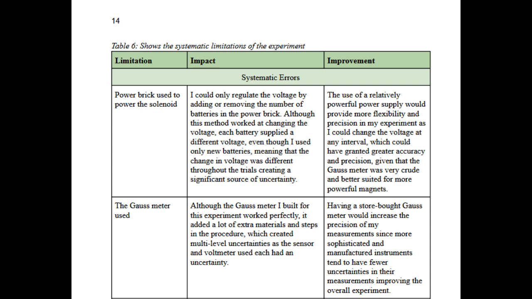So, for example, the student indicated that their home-built Gauss meter was a major source of uncertainty. Then they described that it used a lot of parts which had pretty high uncertainties, which is why it had such a huge impact on the experiment. The student then indicated a possible solution, that being getting a store-bought Gauss meter, since unlike their DIY device, a factory-built Gauss meter would have better build quality and would have a smaller uncertainty as a result of that.